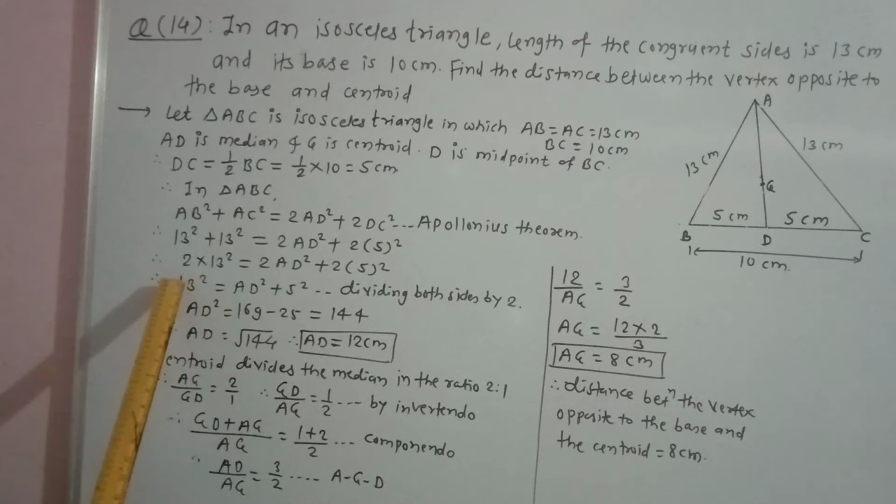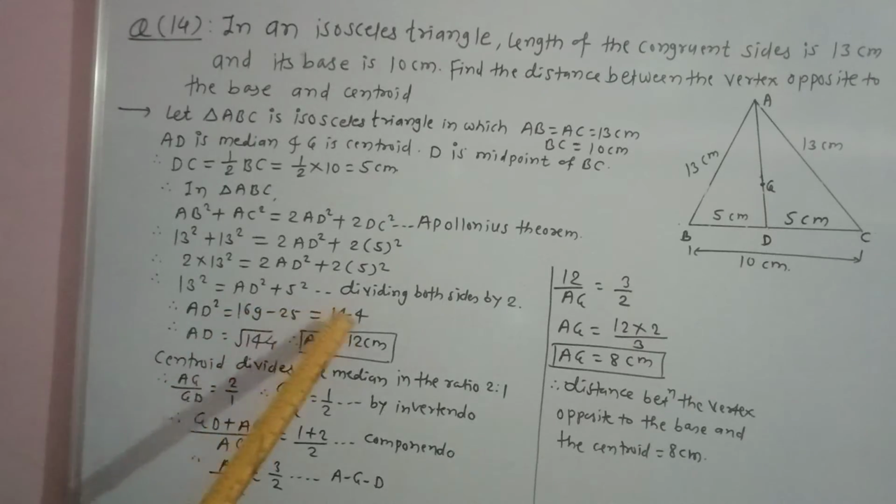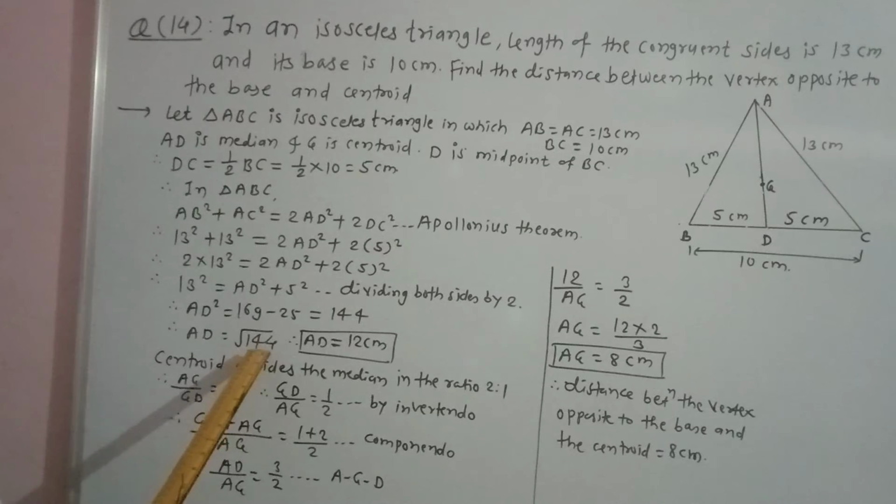Therefore AD square is equal to 13 square is 169 and 5 square is 25. 169 minus 25 is 144. So AD is equal to square root of 144. AD is equal to 12 centimeter.